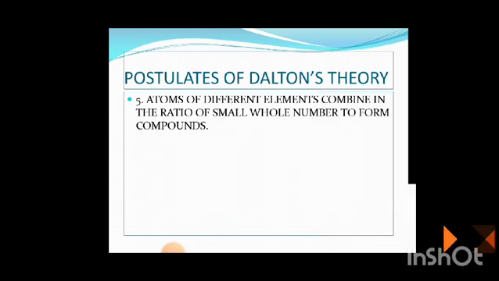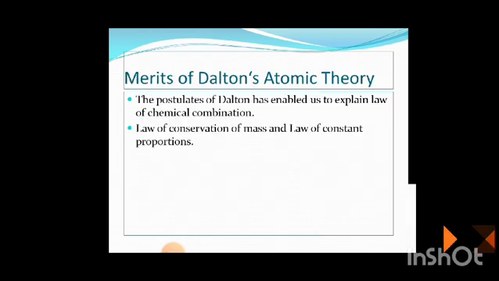Okay, so these were some of the postulates given by Dalton's theory, and based on them there are certain merits of Dalton's atomic theory. Dalton was a scientist who was successfully able to explain that atoms are indivisible, atoms of the same element are similar in properties, and atoms of different elements are different in their properties, mass and of course size. And this led to the explanation of some of the laws, which are called the laws of chemical combination. The two most important laws of chemical combination are the law of conservation of mass and the law of constant proportion. This I will be dealing with in the next video.